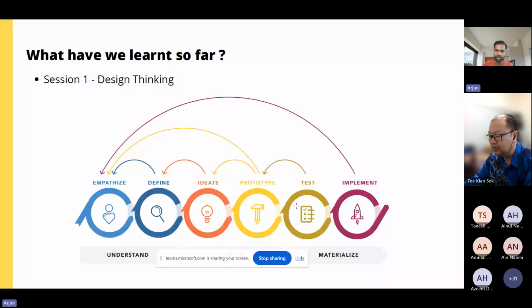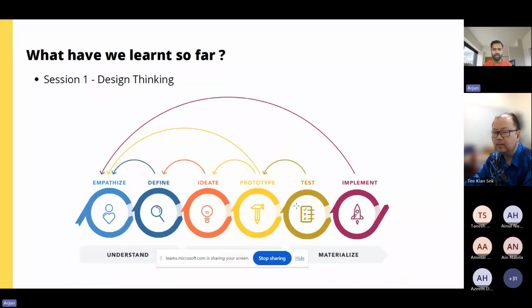Then you go back to your target user, test it with them, and validate it with them. If it is good, you move on to the next stage. If the prototype is not satisfying their need, you come up with another idea, another prototype, and you again go and validate. So it is going to be an iterative process, and you will keep iterating until you feel satisfied, or until your target users feel satisfied with your solution.